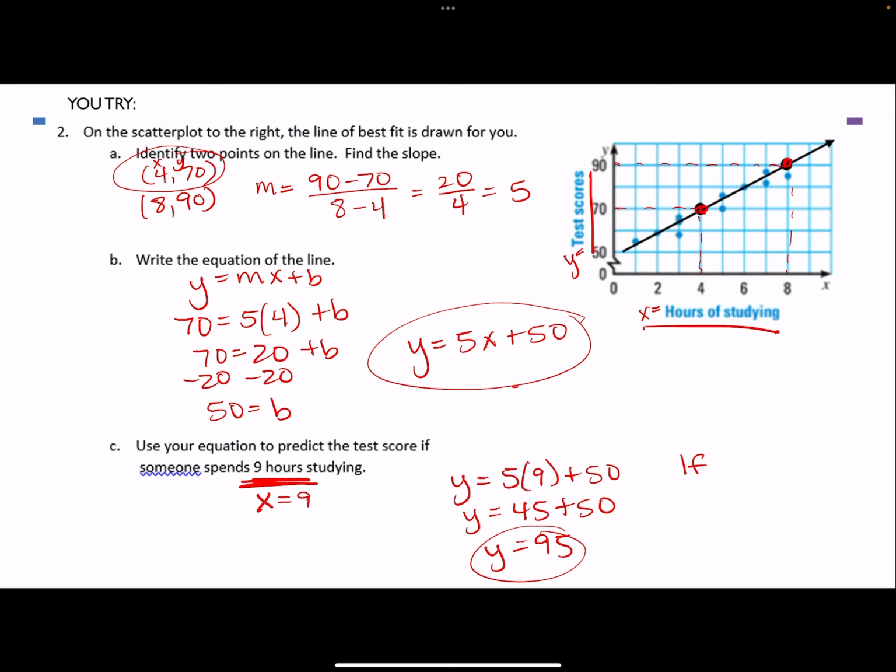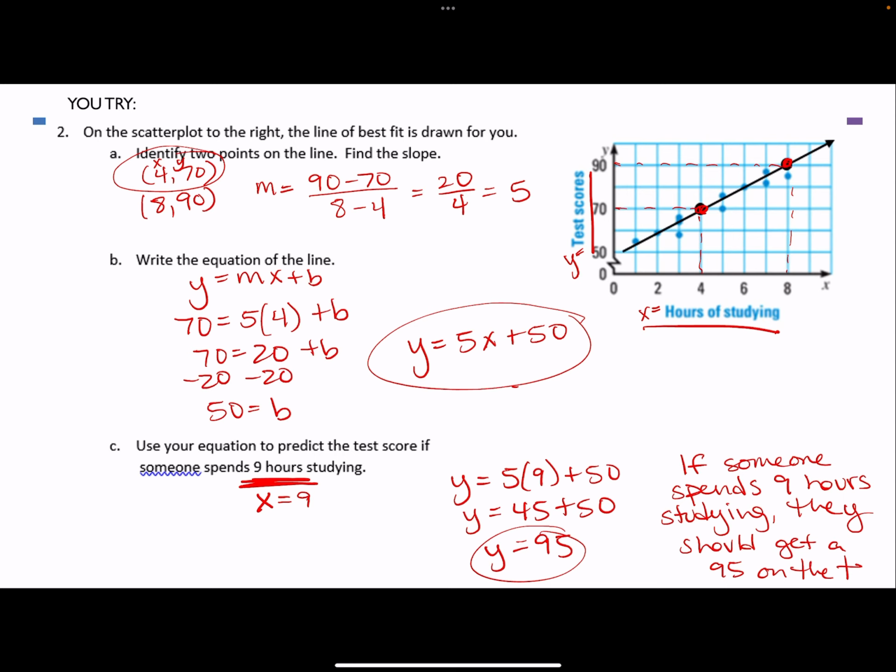So interpreting it, if someone spends 9 hours studying, they should get a 95 on the test. All right.